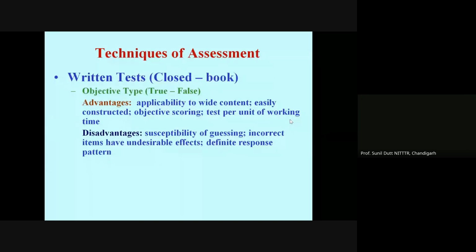Sometimes the wrong answers can have undesirable effects on the mind of the student, and students may adopt a definite response pattern. If there are, say, 10 statements, first is true, second is false, third is true, fourth is false, like that. So you have to arrange these statements in a random manner. Then comes the matching type item.